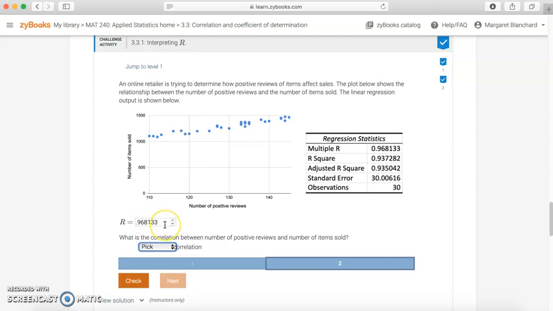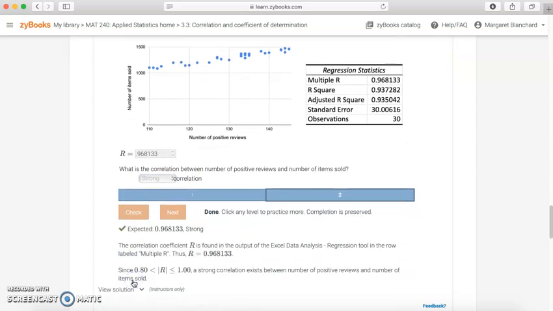Well, it's pretty close to 1, so I would say that it's a strong correlation. If you saw something down there like 0.6, 0.5, 0.4, we would definitely say moderate to weak, depending on the situation. So let's check. Nice little green check. That's it for this challenge activity.